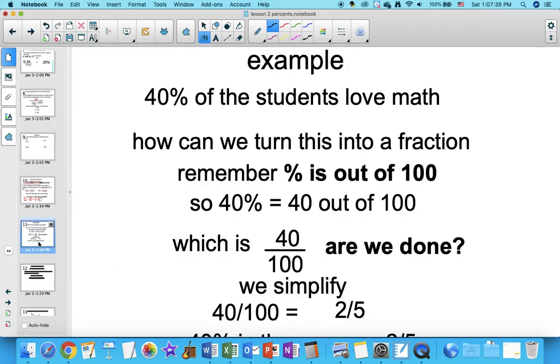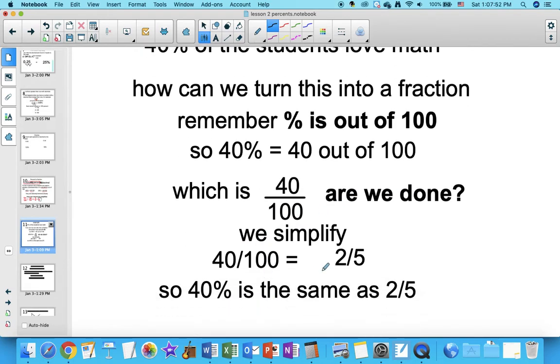So 40% of students love math. How can we turn this into a fraction? Remember, a percent is out of 100. So 40% is 40 out of 100. Are we done? No, we need to simplify. 40 out of 100 is 2/5. So you could even say that 40% is the same as 2/5, right?